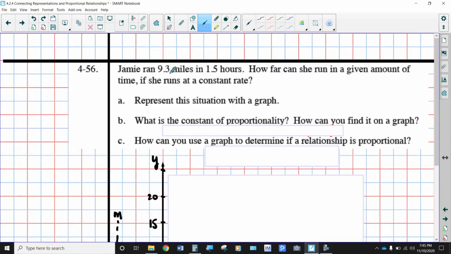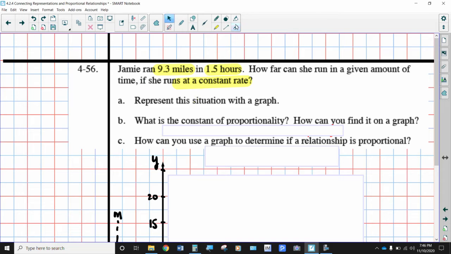All right, now let's look at something different. Jamie ran 9.3 miles in 1.5 hours. So how far can she run in any given amount of time if she runs at a constant rate? So once again, they're telling us that it's a constant rate of speed, but we're going to call it an average rate of speed. And does 0, 0 apply in this situation? Yeah, if you spend no time running, you're not going anywhere, right? So 0, 0 does apply to this situation, which makes it proportional in nature.